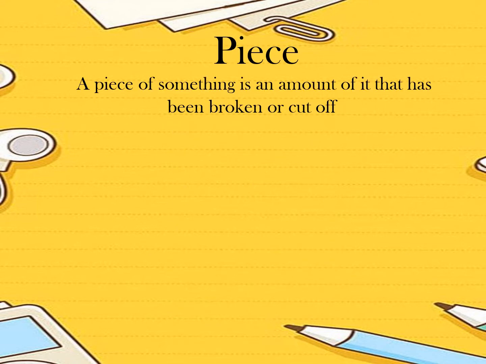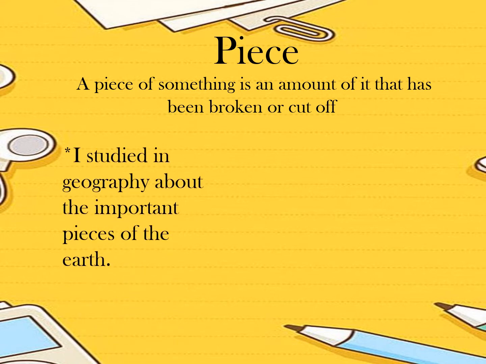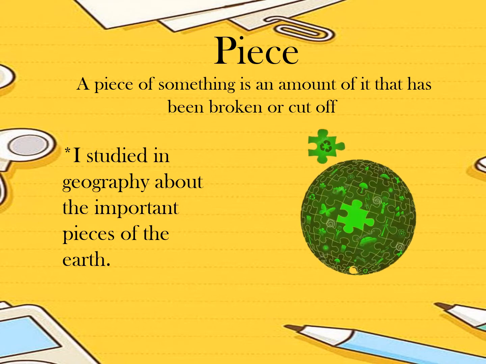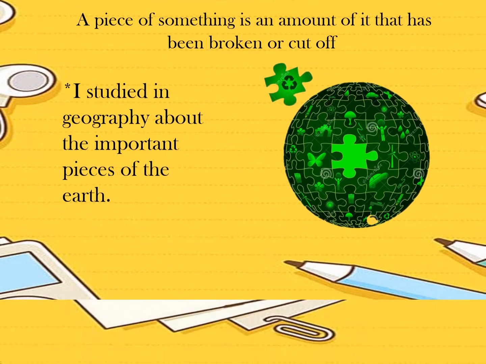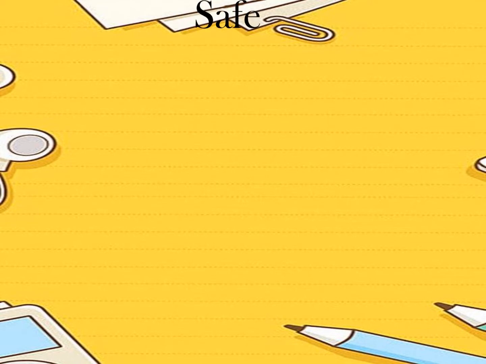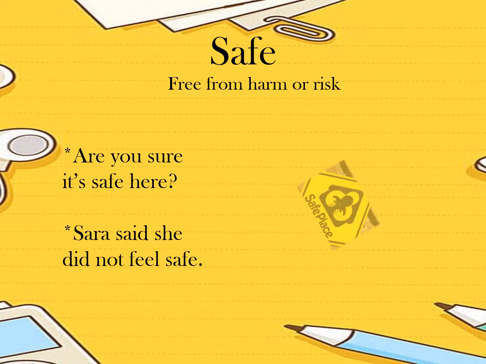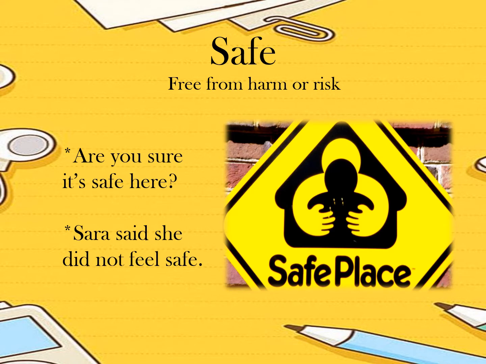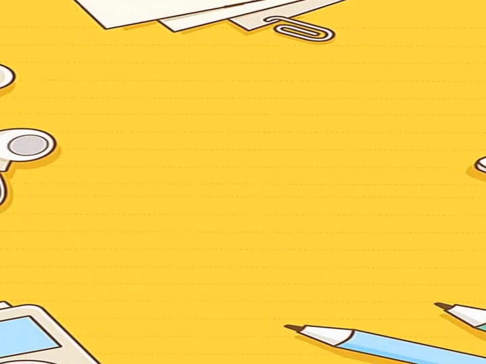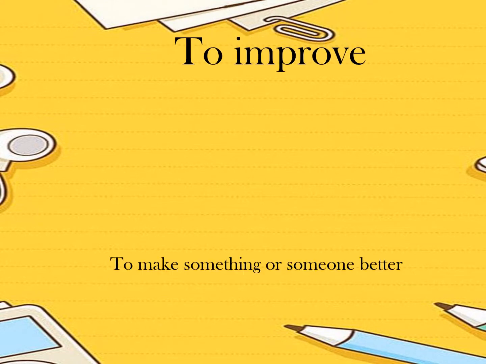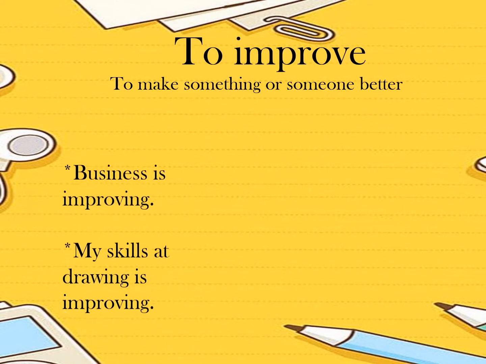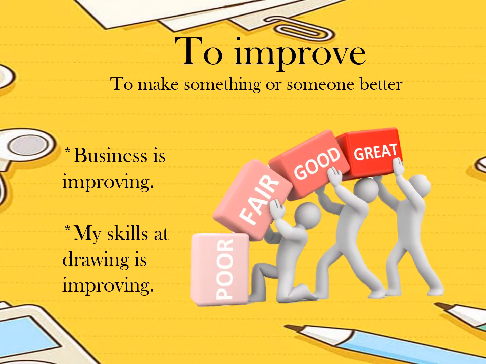Piece. A piece of something is an amount of it that has been broken or cut off. Safe. Safe means free from harm or risk. Improve. To make something or someone better.